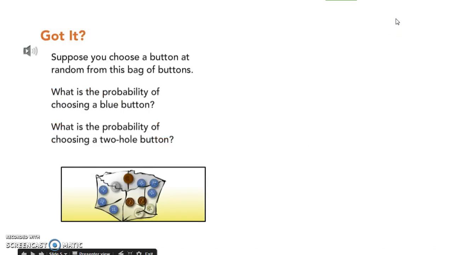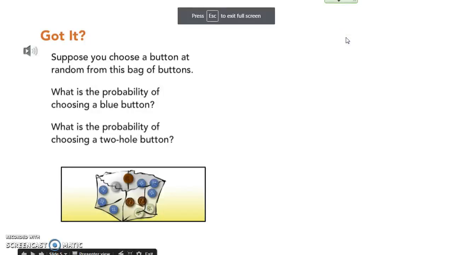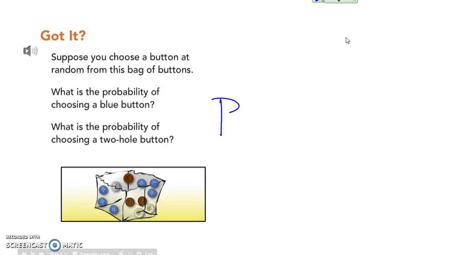All right, let's try this one. It says, suppose you choose a button at random from this bag of buttons. What's the probability of choosing a blue button? So I'm going to say P, why is this not writing? Go ahead and be counting how many blue buttons you see, and let's see if this will work now. Yep. So we're finding the probability of getting a blue.